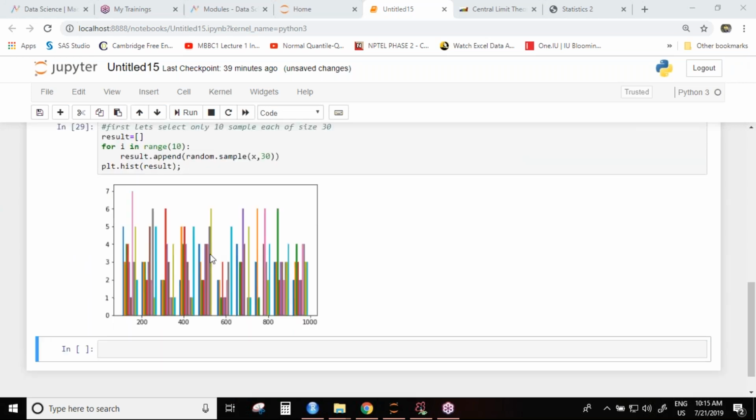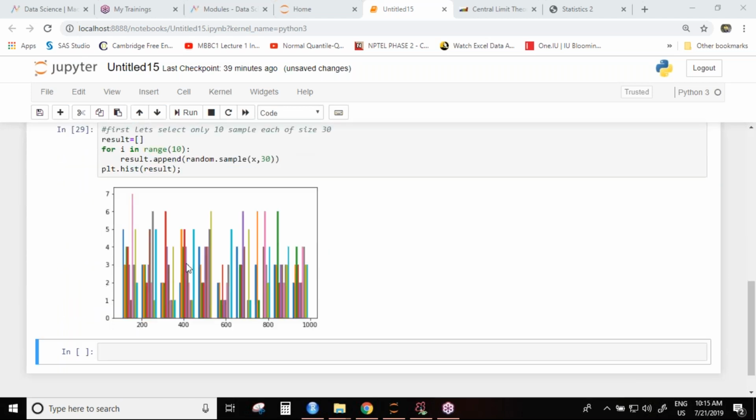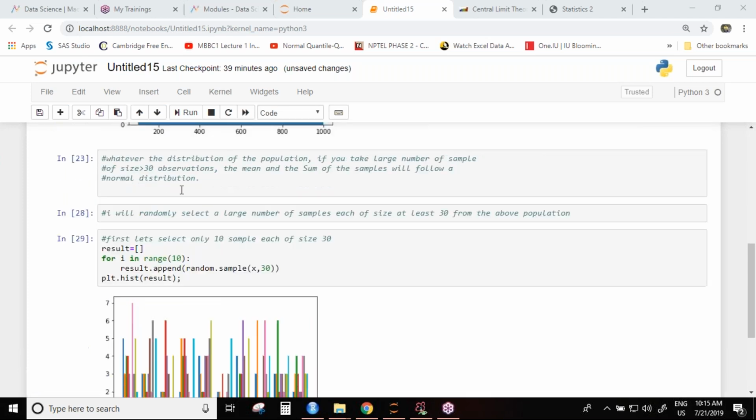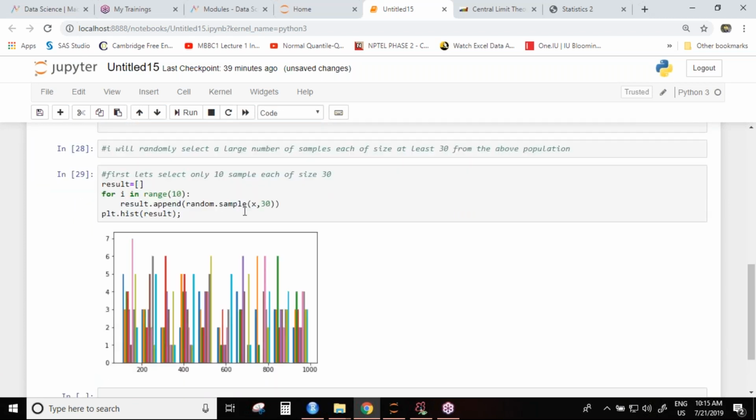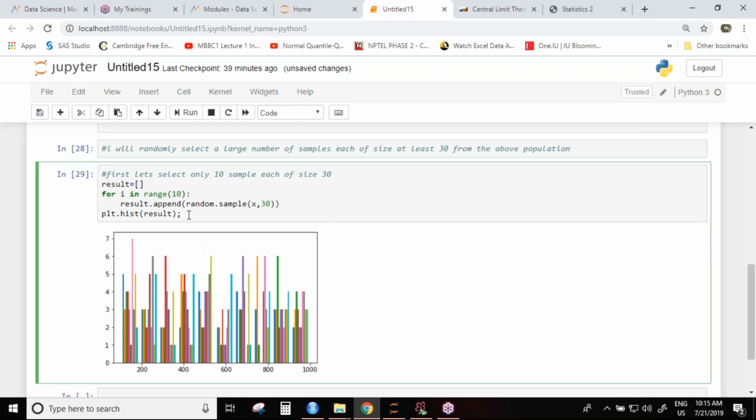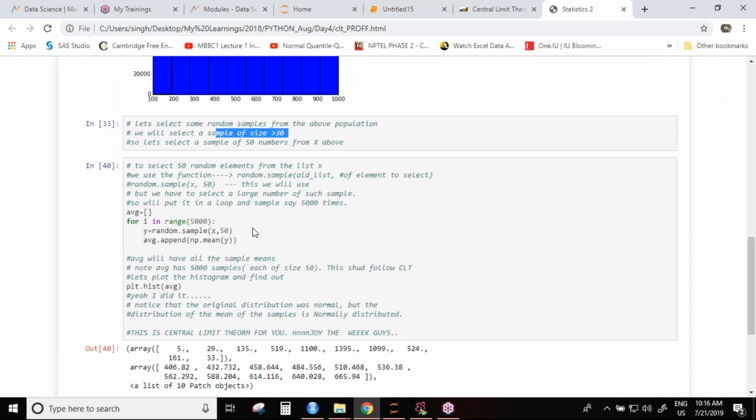Okay, so now, oh, why is it colorful? Did I do something wrong here? random.sample x. It is x, right? Yeah, this is my x. So it is selecting 30 and it is storing here. Why is this colorful? It should be in one color, right? I'm just drawing a histogram. I think it is because of, what is wrong?